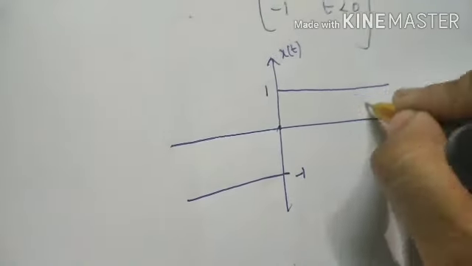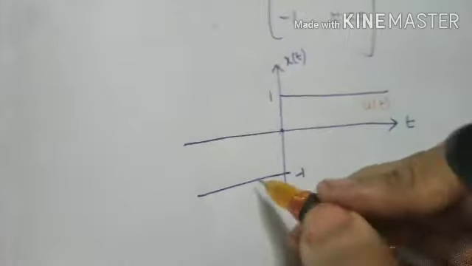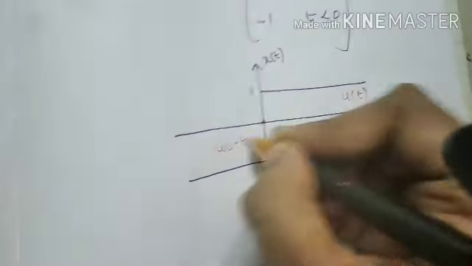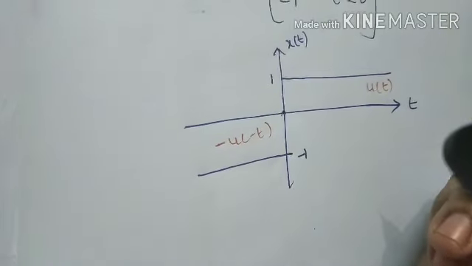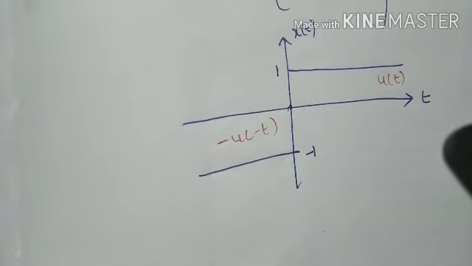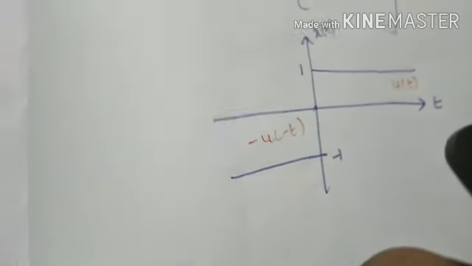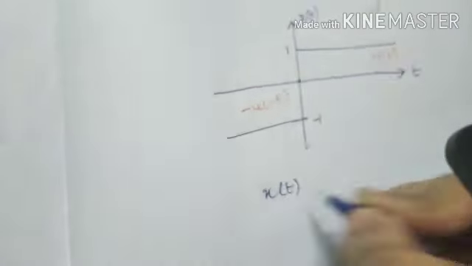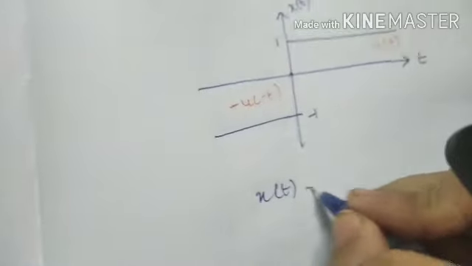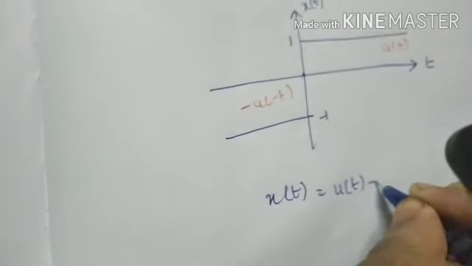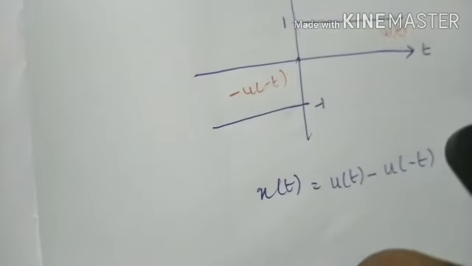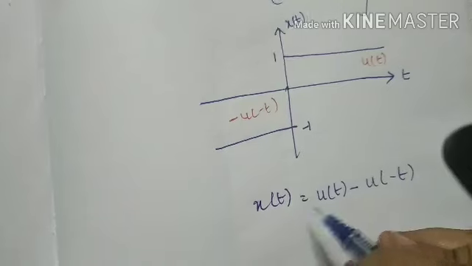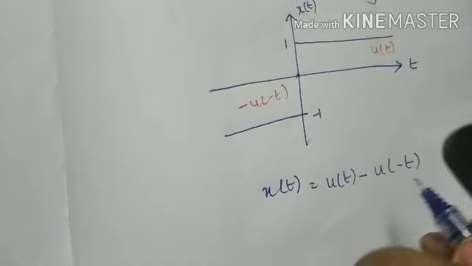See, this one is u of t. And this one is u of minus t, but it is in the negative y-axis. So it is minus u of minus t. So we can write our signal x of t as x of t is equal to u of t minus u of minus t, right?